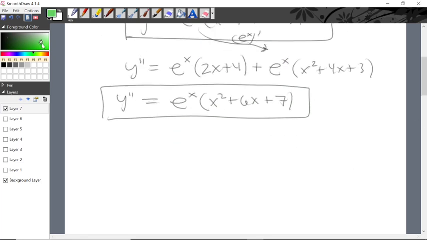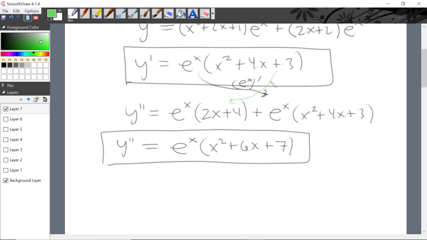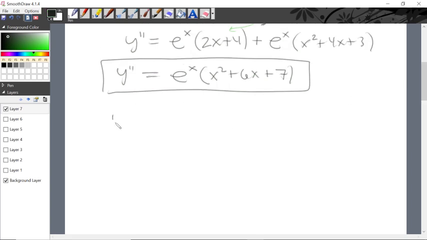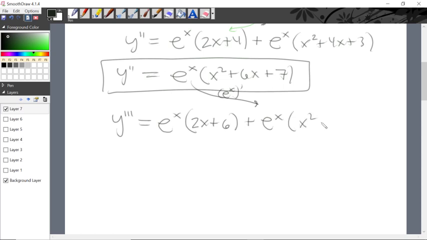And so we have the derivative of that right there. All right. Third derivative. Same thing again. Leave e to the x alone, then multiply by the derivative of this polynomial. That would be 2x plus 6. Plus, now we want the derivative of e to the x, which is e to the x. So e to the x prime is e to the x. And then leave the polynomial piece alone, x squared plus 6x plus 7.